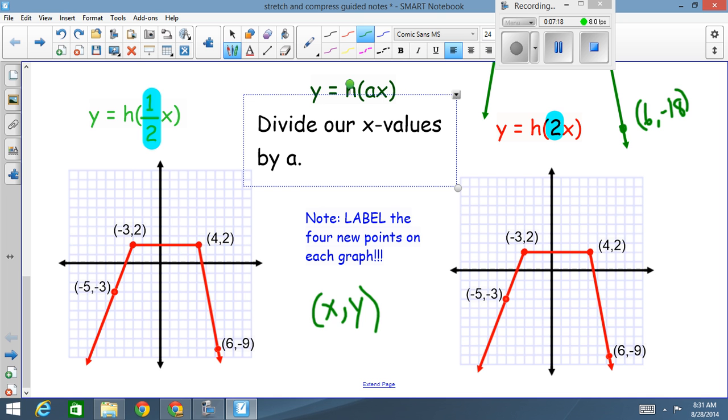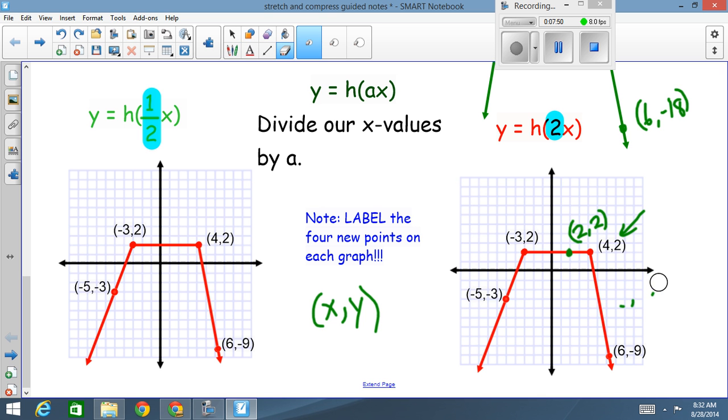So this point here, when I divide the x value by 2, I'm going to end up with the point 2, 2. So it's to the right 2 and up 2. I'm just doing 4 divided by 2. The point 6, negative 9, when I do 6 divided by 2, is going to give me the point 3, negative 9. 6 divided by 2 is 3. Did that wrong. Hold on a second. That's not right, because I just moved it up. I shouldn't be moving it up. I should be moving it to the left. There's the point 3, negative 9.